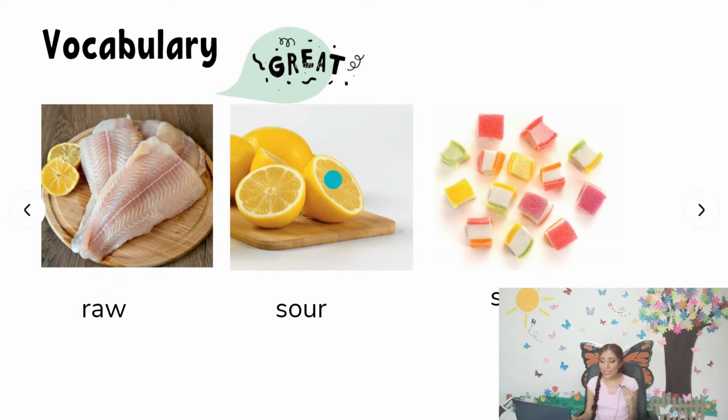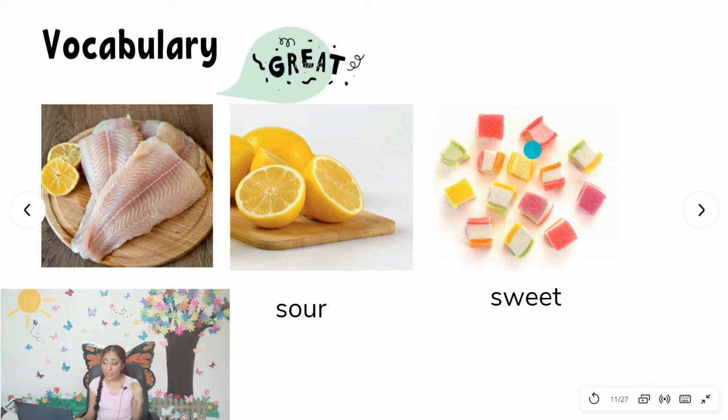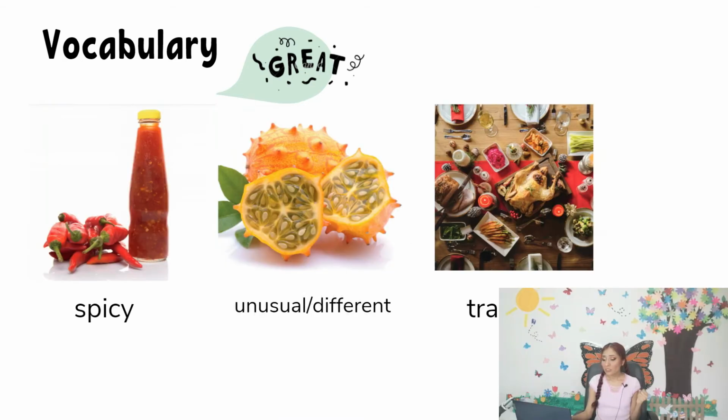Okay, then we can say sour when you eat like a lemon and it's really sour, that is sour. And then we can say sweet. Candy, cake is sweet. So there are different things that you can say sweet like chocolate and etc. Okay, so we can also have spicy. I like spicy food like chili and this kind of sauces that are spicy for your mouth and your tongue. Then we have the food can be also unusual or different.